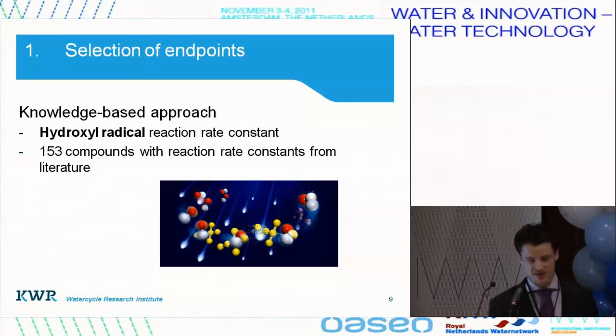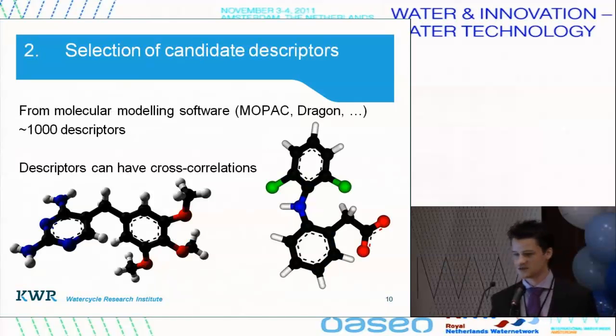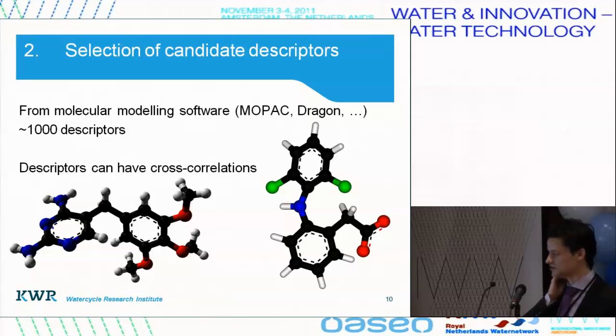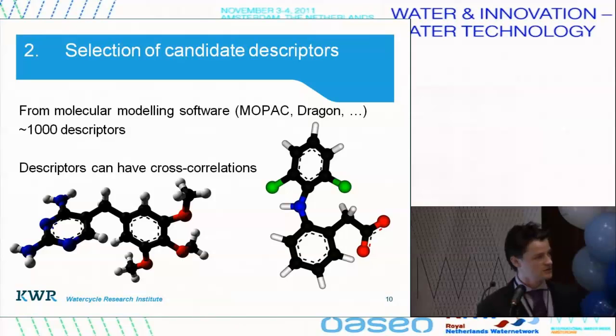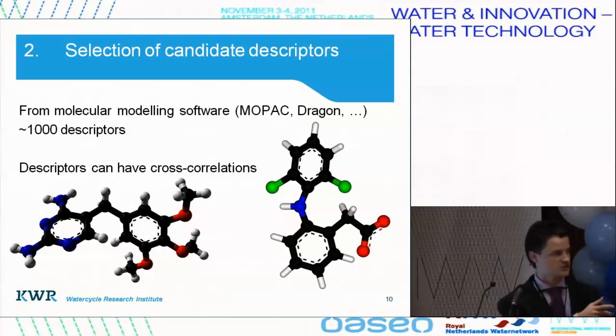So once you have selected the endpoints, you go on to the next step, and that is to obtain the descriptors. The descriptors characterize the compound itself. So you have a 3D structure of a chemical, and you put that in different chemical modeling software, and from that you obtain all those descriptors. In our case we had about 1,000 descriptors, which is quite a lot. But you should be a little careful, because some descriptors might represent the same aspect of the chemical compound, so you should check that they do not have a big cross correlation.